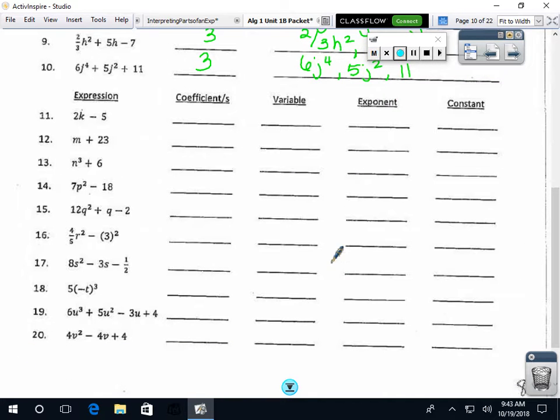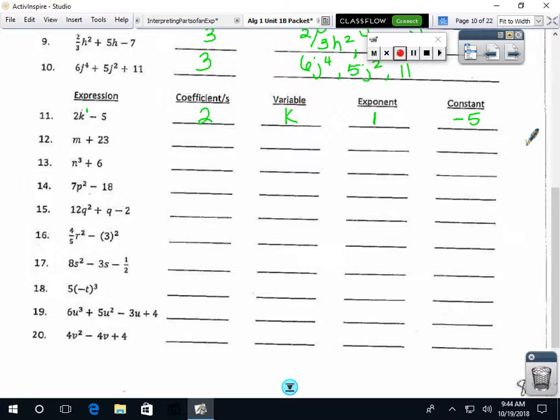They give you an expression and they want you to list out the coefficient, variable, exponent, or constant. So for this expression, what is the coefficient? Right, 2, because it's attached to the variable k. And what is the exponent? Remember, anytime you have a variable and there's no visible exponent, it's raised to the first power. Okay, and then the constant for this one is -5.